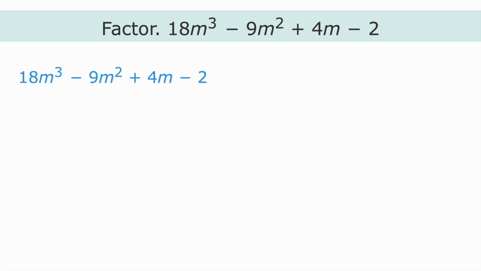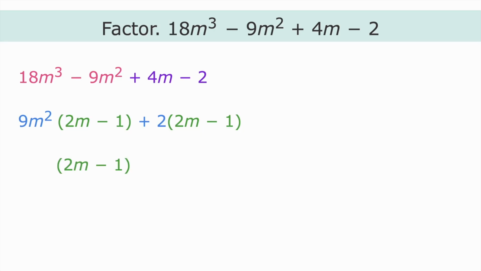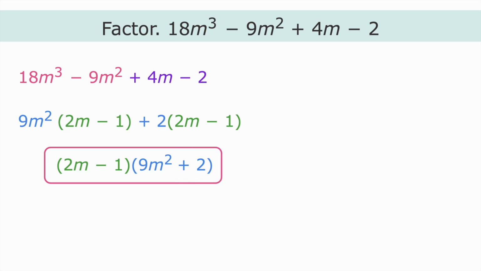Let's try it. We'll group these first 2 terms and these second 2 terms, and we'll take out the greatest common factor from each group. Let's factor 9m squared from this first group, which leaves us with 2m minus 1 inside the parentheses here. We can take out a 2 from the second group, which leaves us with 2m minus 1 on the inside. Notice how the expressions inside both sets of parentheses match, so we can factor out 2m minus 1, and we're left with 2m minus 1 times 9m squared plus 2. This can't be factored any further, so this is our final answer.